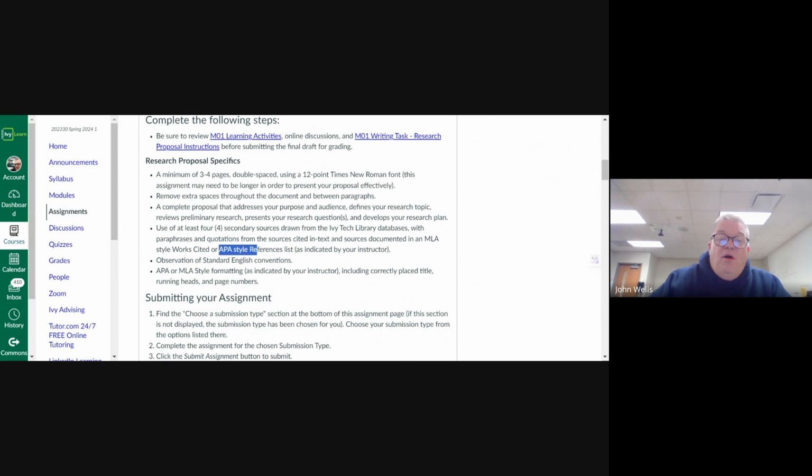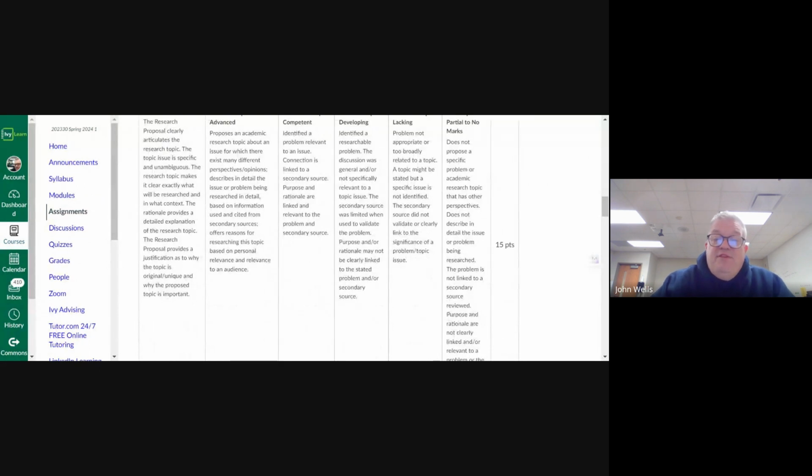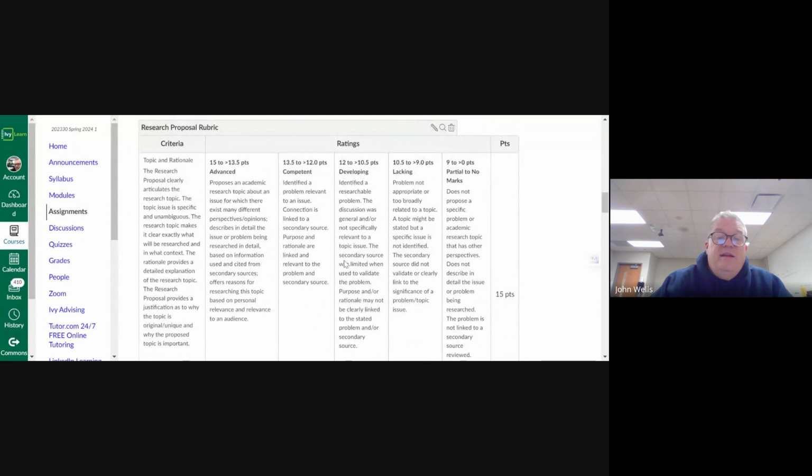Again, remember, we are going to be doing this in APA style. Okay. So make sure that you're using that APA style. And obviously, we're going to be double checking for spelling and grammar and things like that. And then again, we have this rubric to really help you break down how this will be graded.